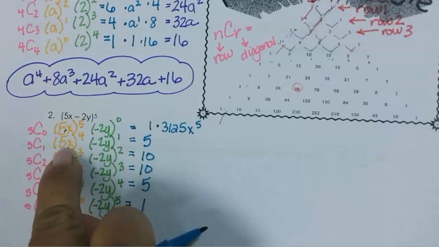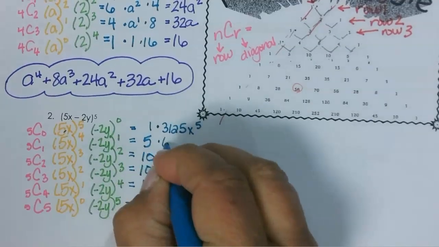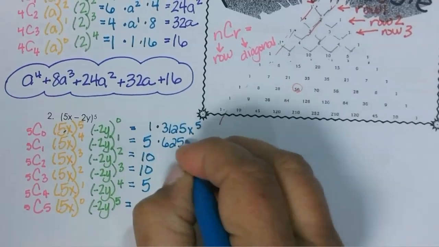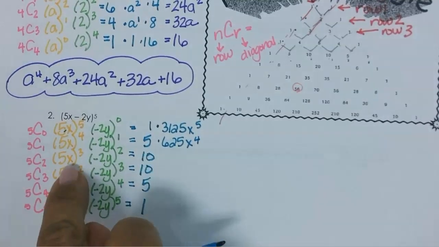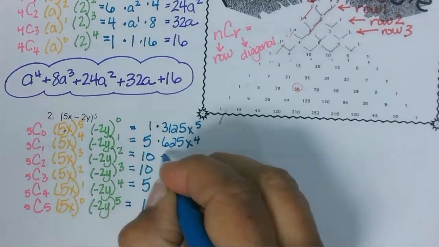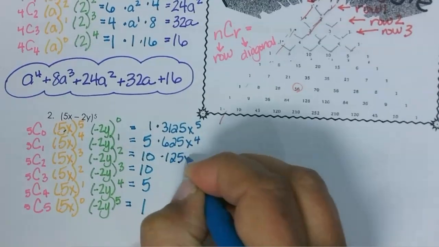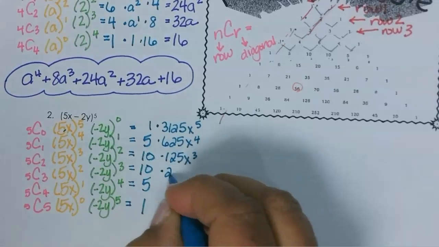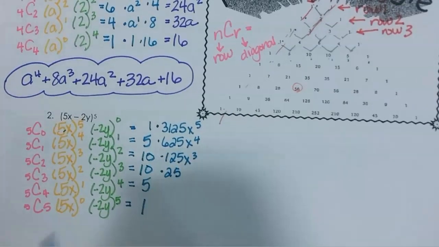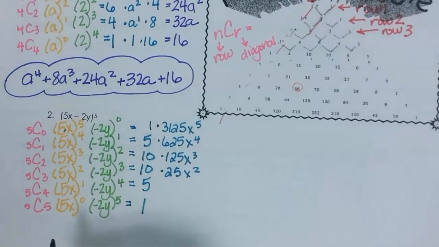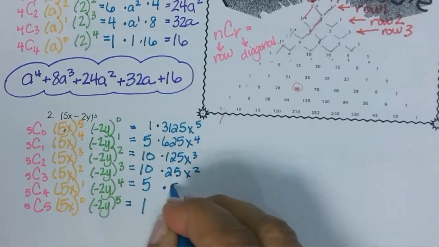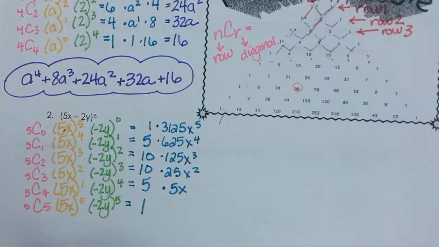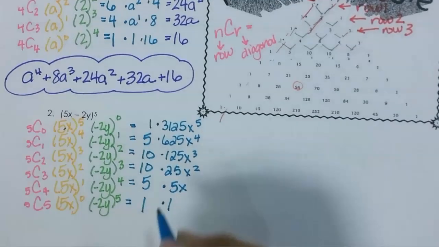Now I need 5x, both of those factors, raised to the fourth. 5 to the fourth is 625, and then we'd have x to the fourth. 5 cubed is 125, and then we have x cubed. 5 squared is 25, and then I have x squared. Then this is just going to be 5x, and 5x to the 0 is again 1.